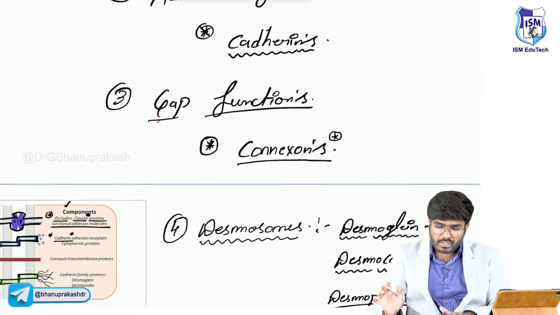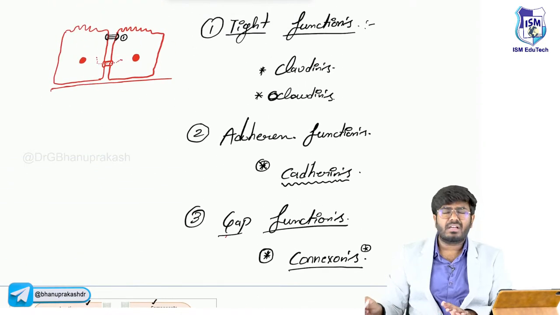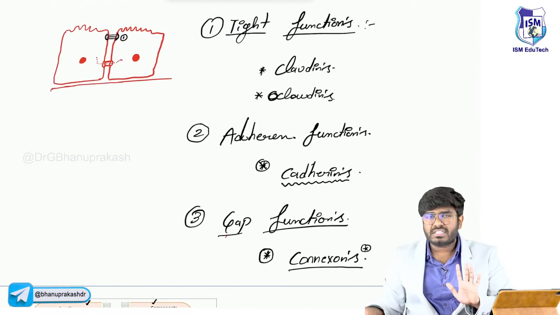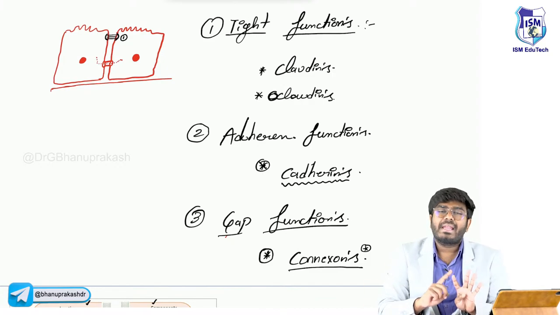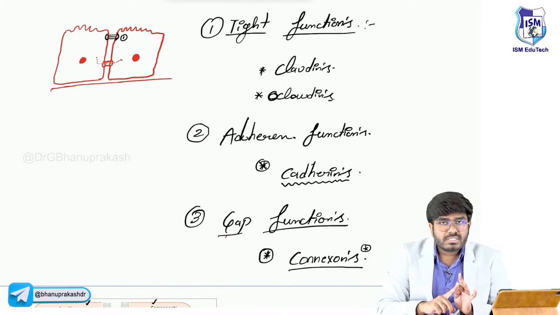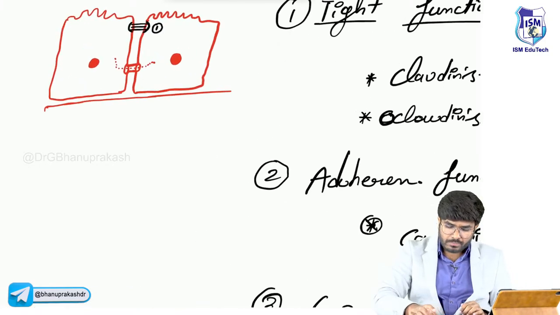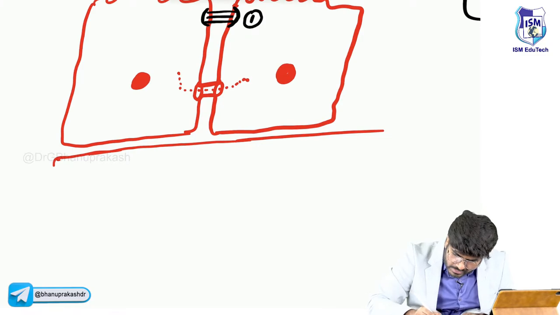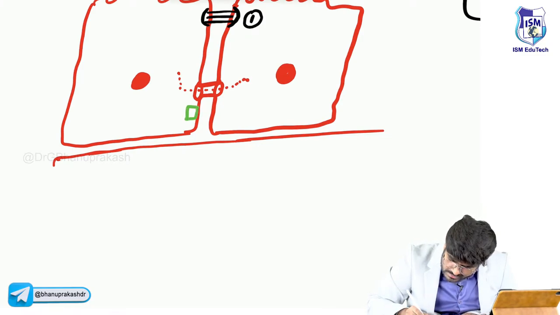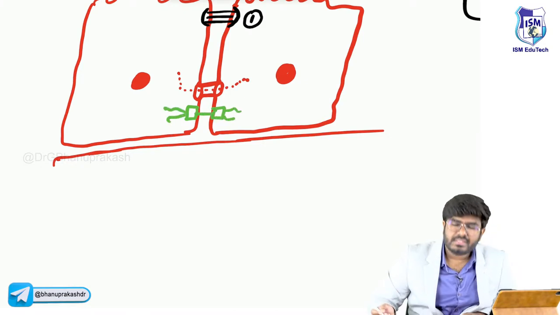So what are the four important junctions that I have discussed? Tight junctions, adherent junctions, gap junctions and desmosomes. Desmosomes, the last one. Let me put here the desmosomes in a different color. For example, this is one desmosome. These are the desmosomes which are binding the cells.